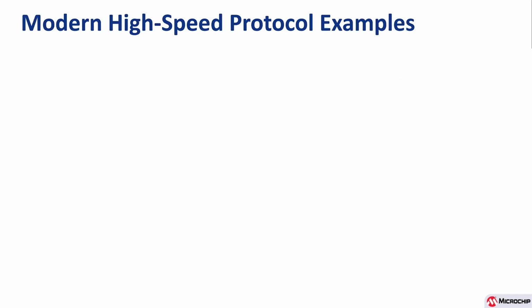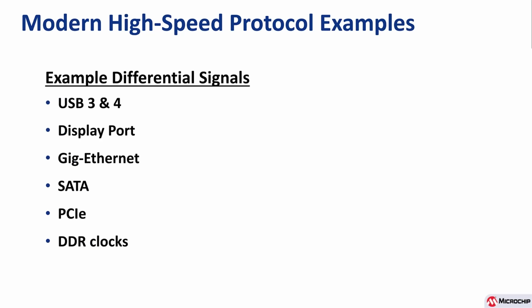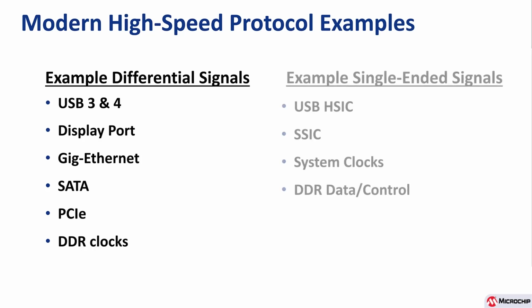Examples here. So the ones on the left are differential signals where we have a positive going line and a negative going line that are coupled. And USB 3, DisplayPort, PCIe, others, they use that kind of signaling. There's still a lot of single-ended signal protocols like USB HSSE, SSIC. System clocks are often single-ended that we still have to deal with as well. Differential signals make things easier in many ways, but a little bit harder in some ways.